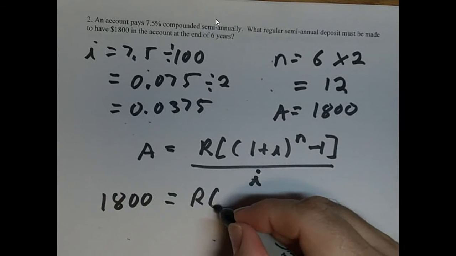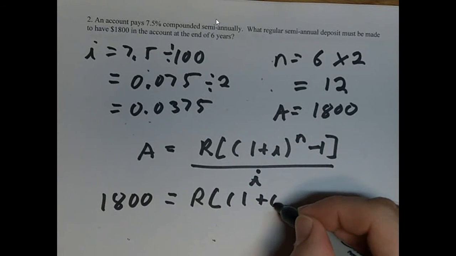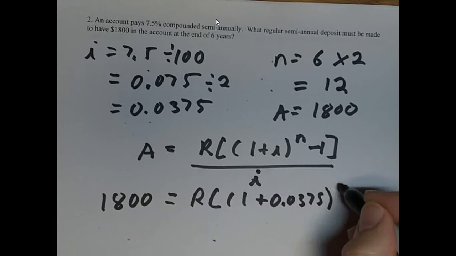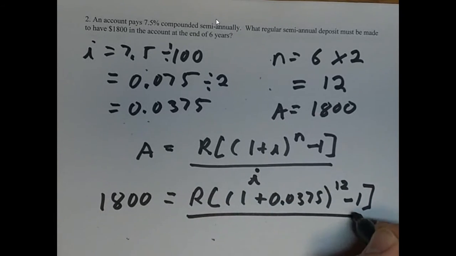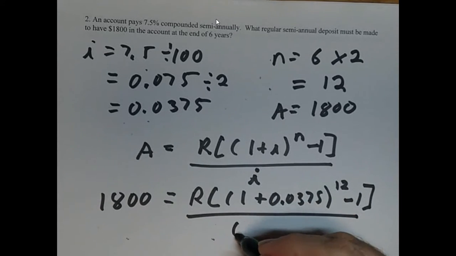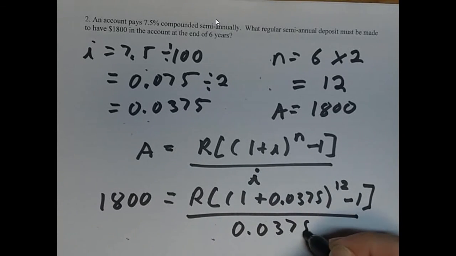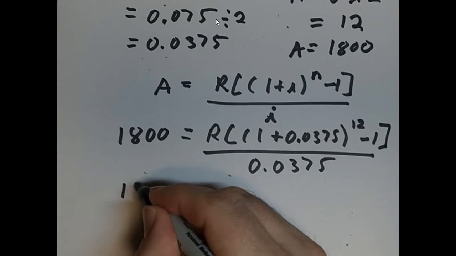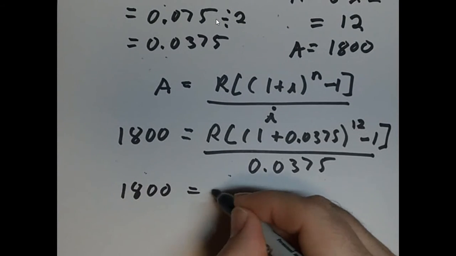Over here, 1 plus 0.0375 to the power of 12 minus 1, and all over, well, I is 0.0375. I'm going to scroll down. We've got 1800 equaling R.